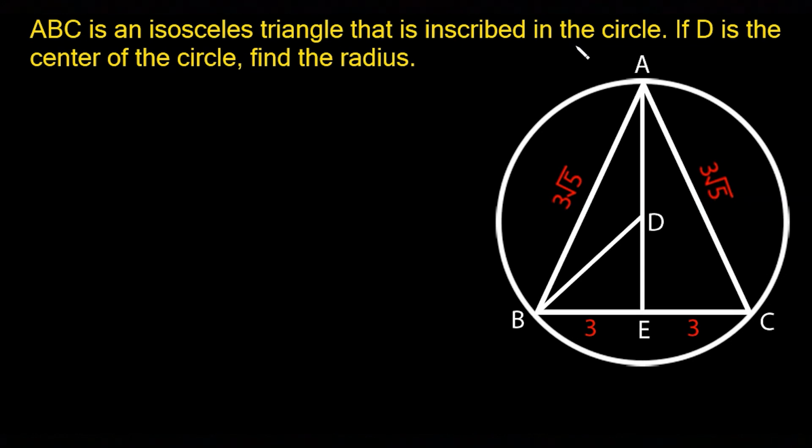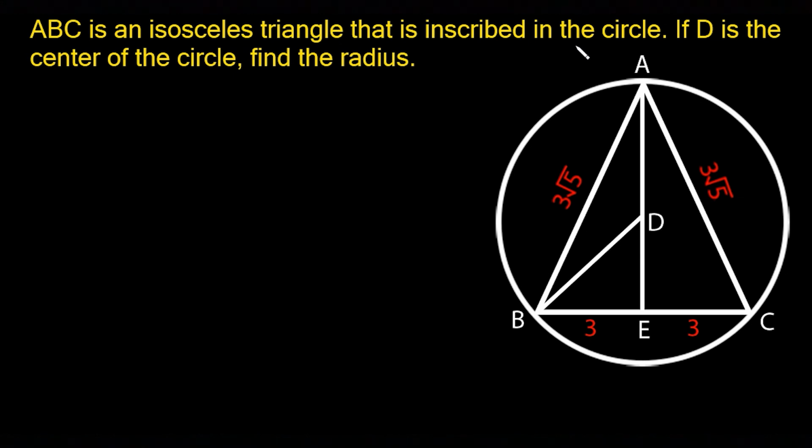Okay, so in this video, we have a triangle inscribed inside a circle, and we're being asked to find the radius of the circle. We're told that this is an isosceles triangle, triangle ABC, and that D is the center of the circle. At this point, go ahead, pause the video, see if you can figure it out, and then come back here after you give it a shot.